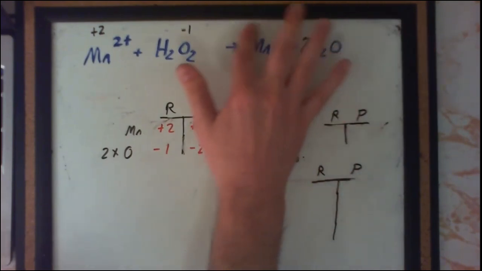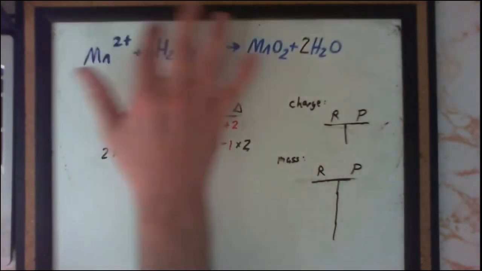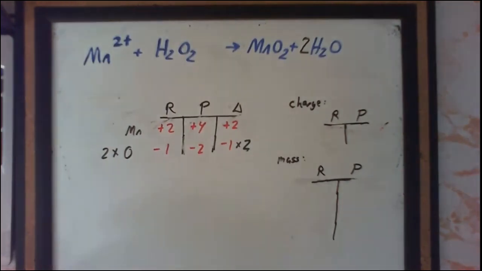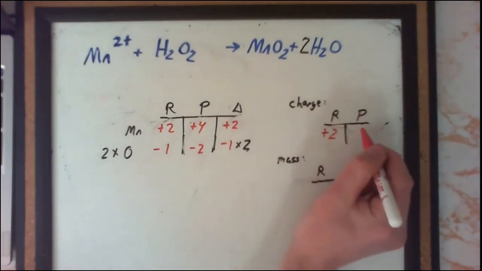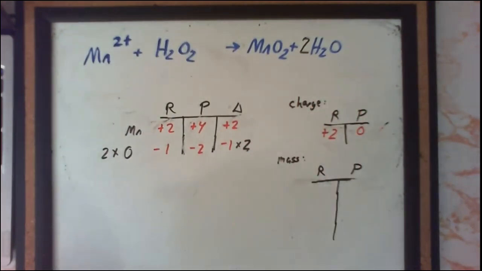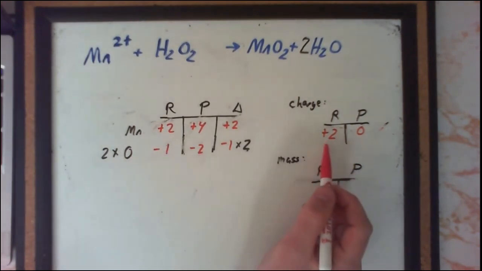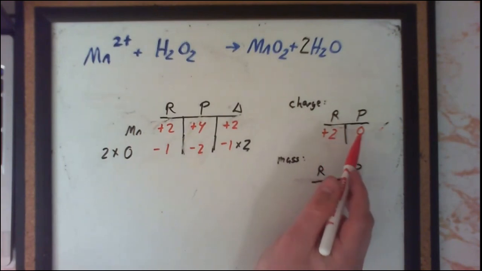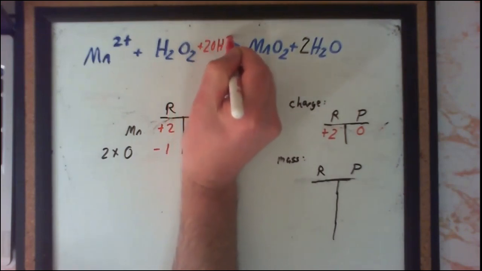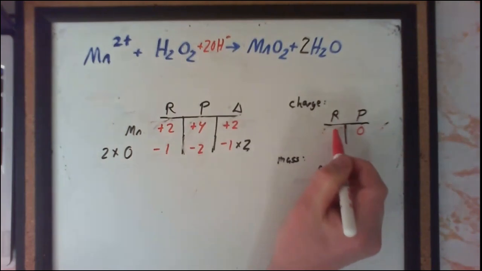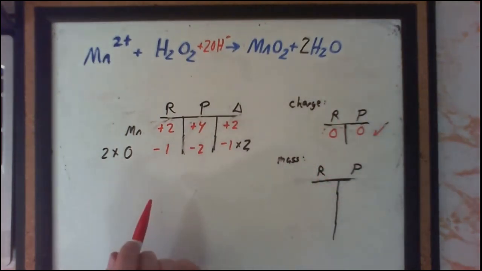Next step is determine charges, and to balance the charge, because it's done in a basic solution, balance the charges using hydroxide ions. So currently our total charge we have is positive 2 on the reactant side and 0 on the product side. I need to balance charge by adding hydroxide ions, negatively charged particles, so the total charge becomes less positive or more negative. So I can make the positive 2 into a 0, not the other way around. I can do that by adding 2 hydroxide ions. That'll give me a total charge of 0 on both sides.